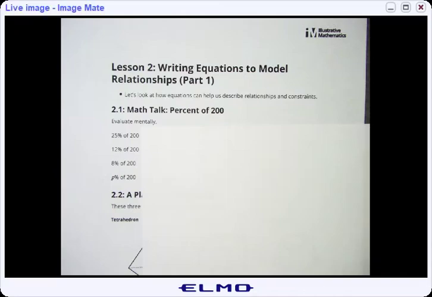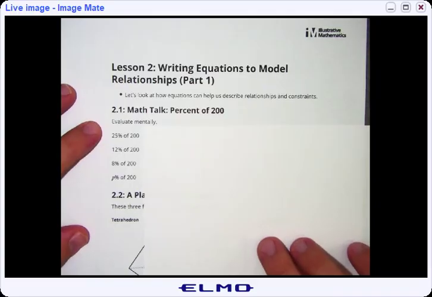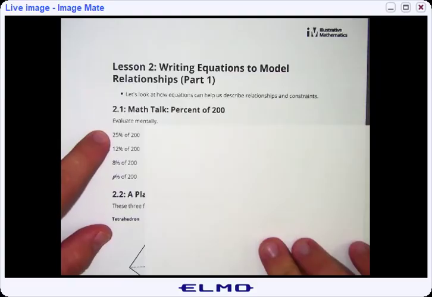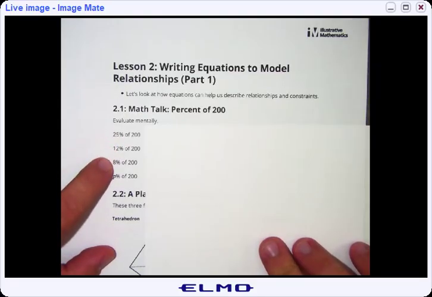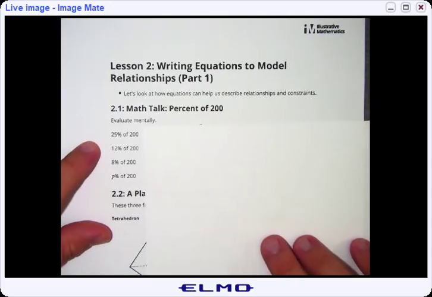All right, guys. So we have our work on 2.1, right? So that's where we start. It says evaluate mentally. So we have four different expressions. We're trying to find 25% of 200, 12% of 200, 8% of 200, and it looks like a last one, p% of 200. Right? There are many, many different ways that we can figure this out.